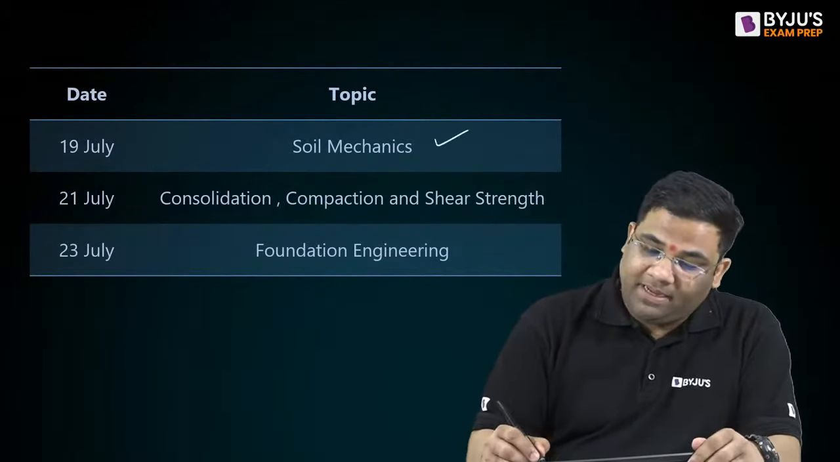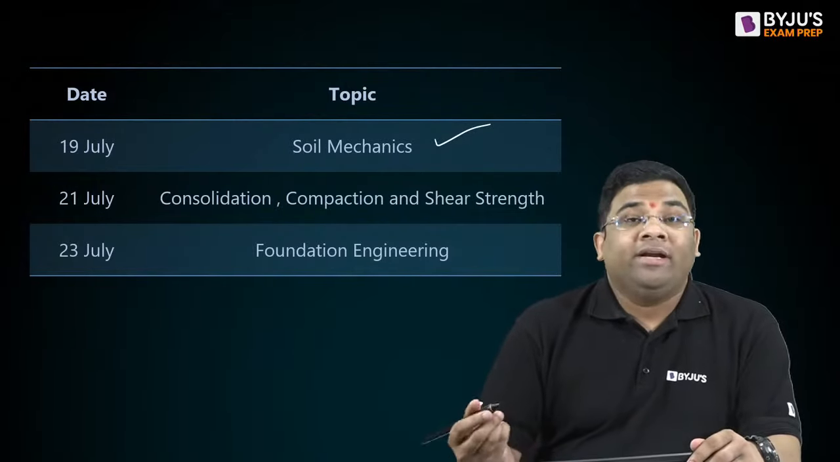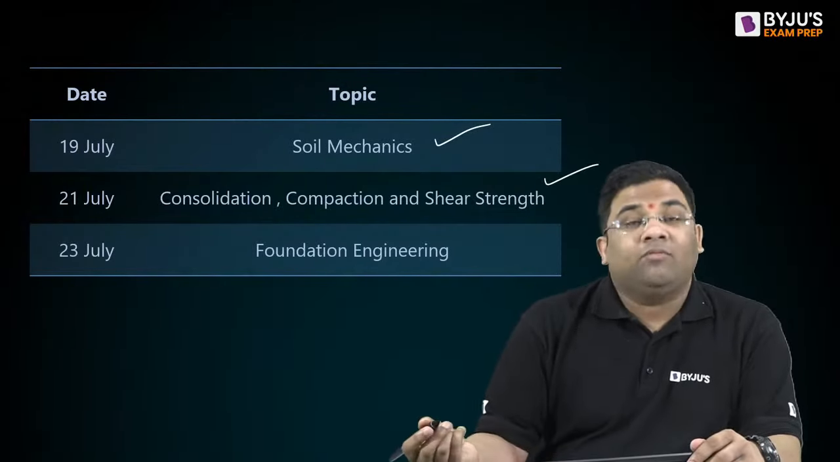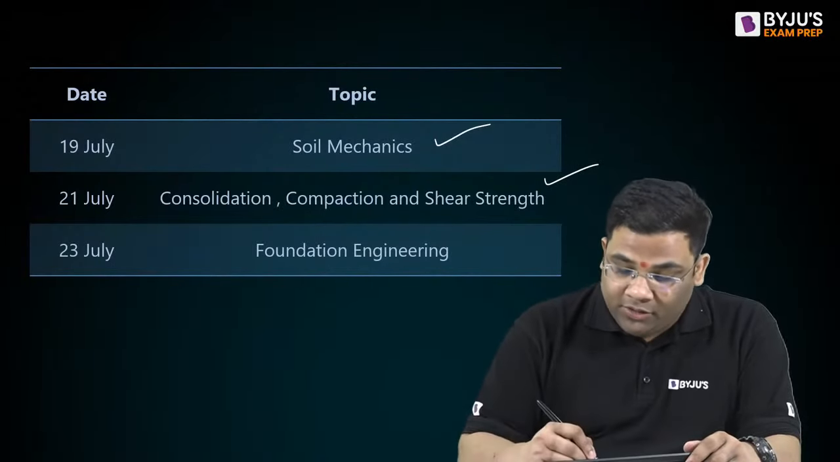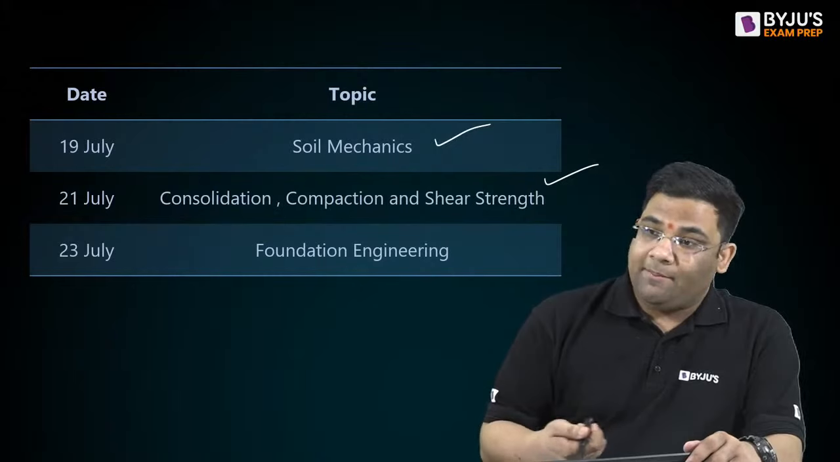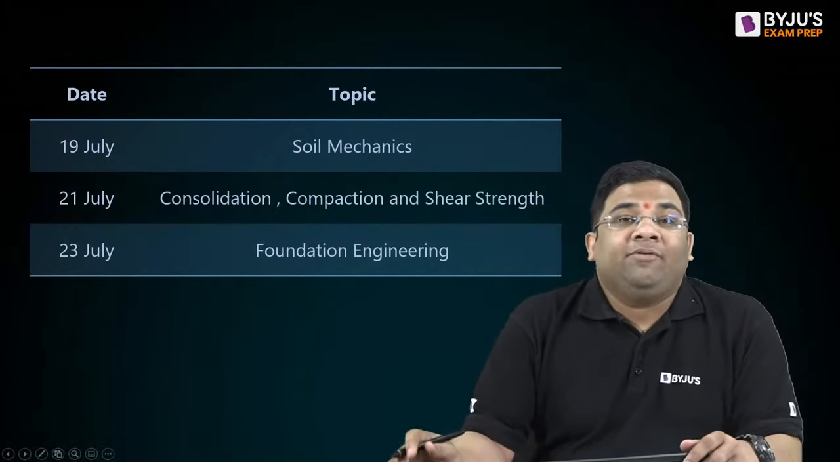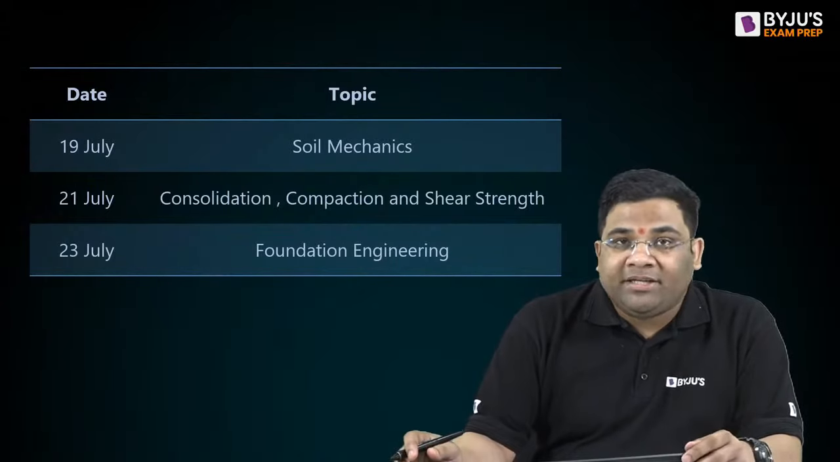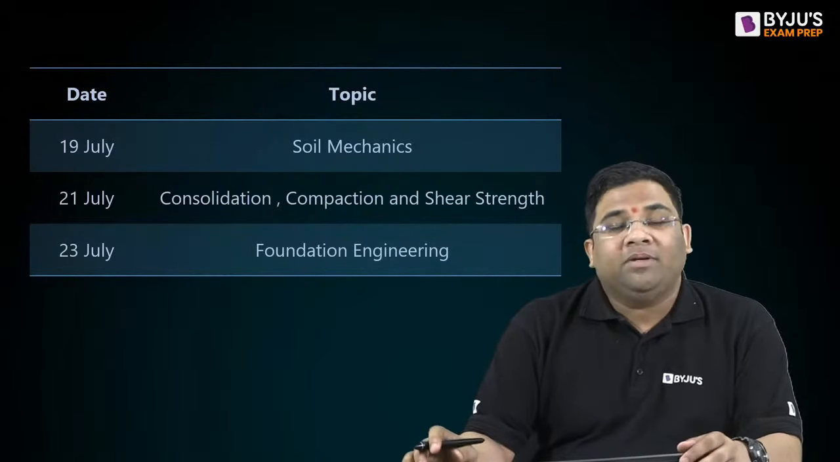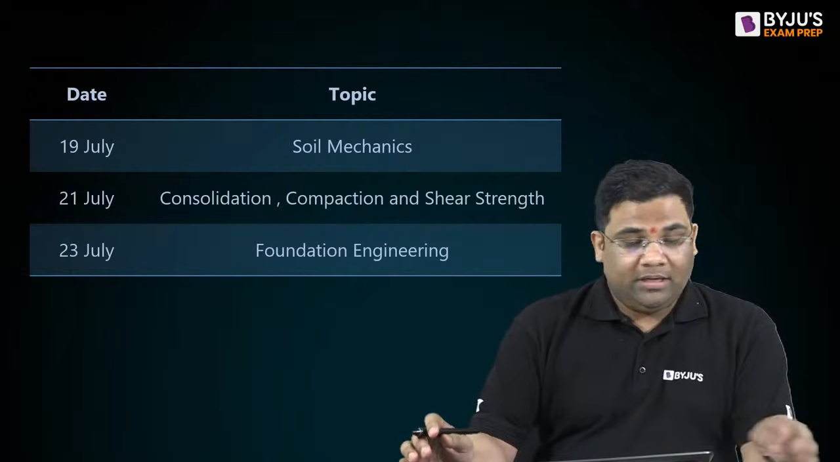In this lecture series, today we are going to see soil mechanics objectives. Then on 21st July, we'll be solving objectives on consolidation, compaction and shear strength. And on 23rd of July, we'll see foundation engineering. In that, we'll cover bearing capacity, pile foundation, earth pressure, and stability of slopes. Okay, so let us start the lecture.